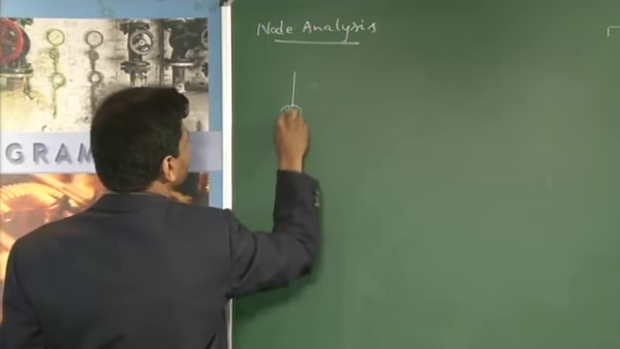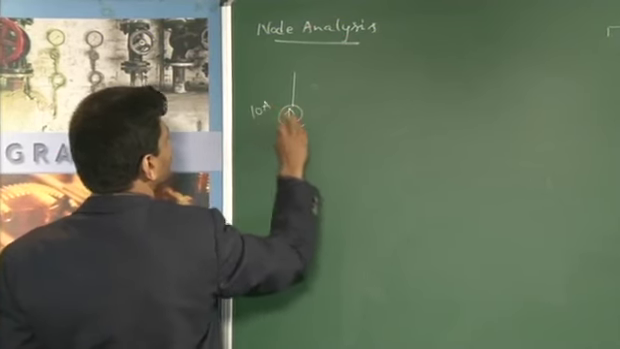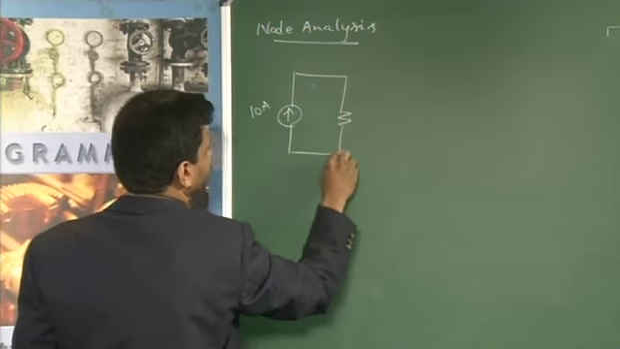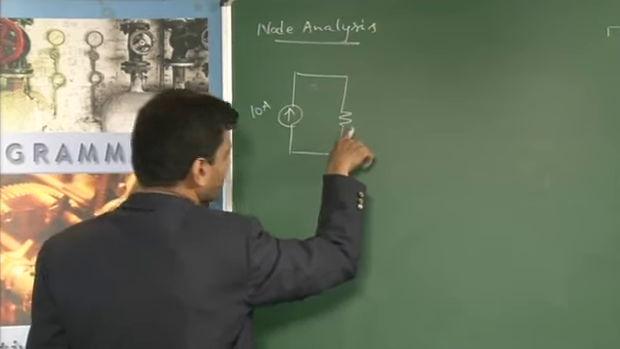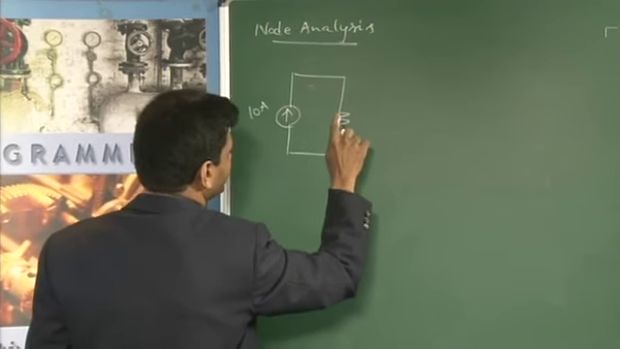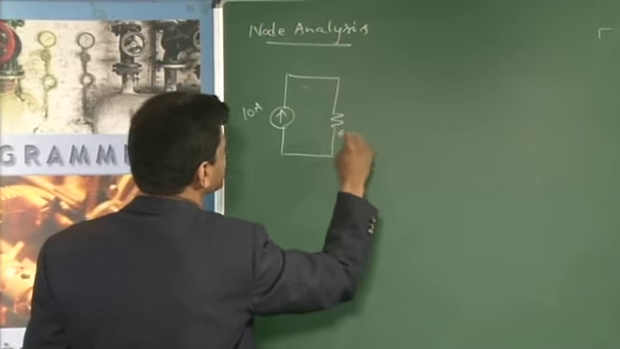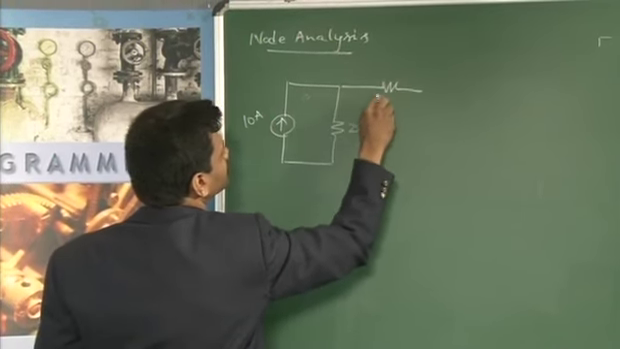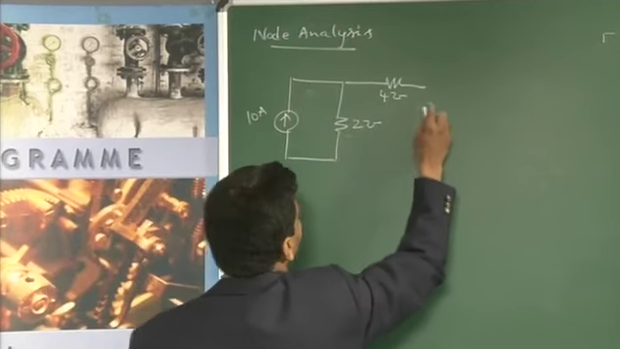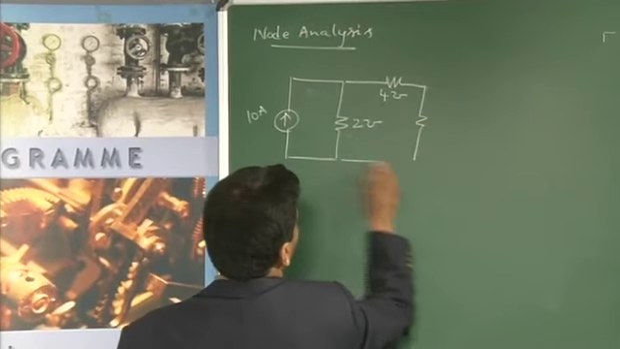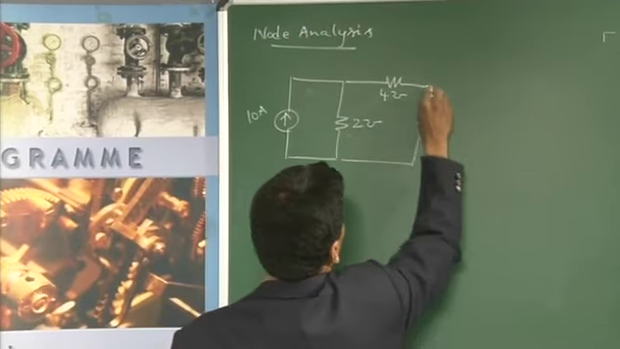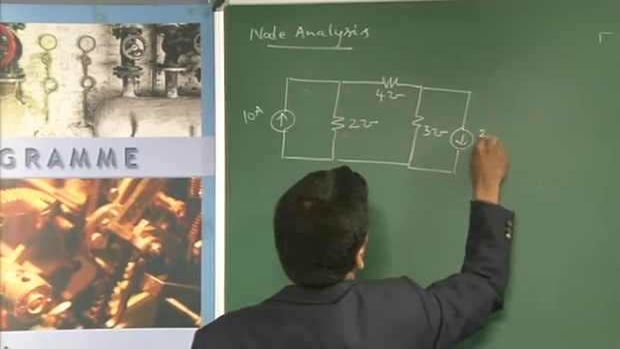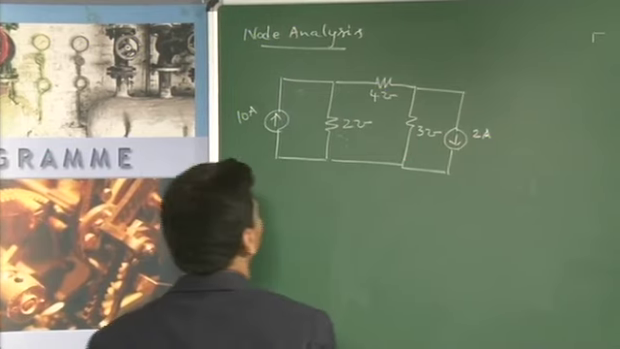So this is the 10 amperes source. Then whatever I am now considering is the conductance, not the resistance. So this can be 2 mho, this can be 4 mho, and this can be 3 mho, and this can be a 2 amperes source. Okay.